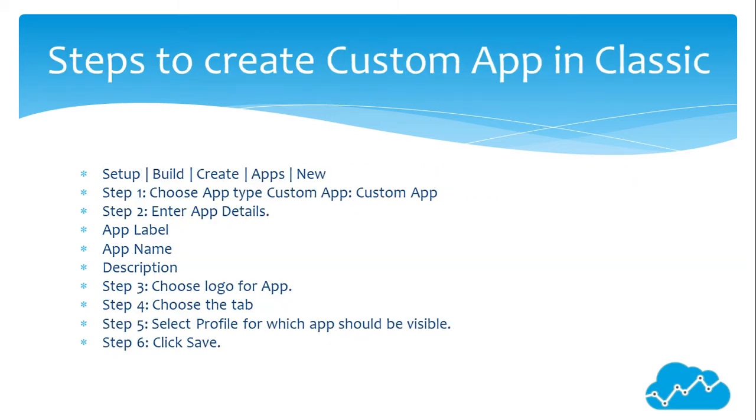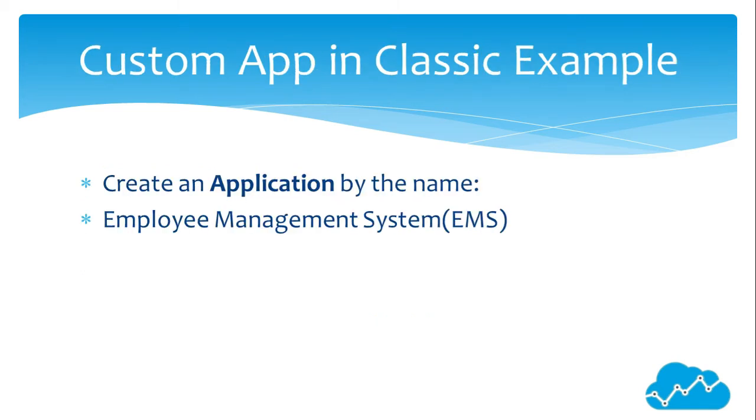Steps to create custom app in Classic: setup, build, create, apps, new. Step 1, choose app type, custom app. Step 2, enter app details like app label, app name, description. Step 3, choose logo for app. Step 4, choose the tab. Step 5, select profile for which app should be visible. Step 6, click save. Custom app in Classic.